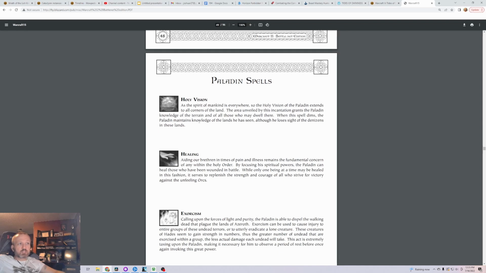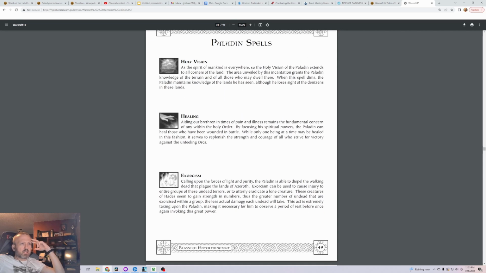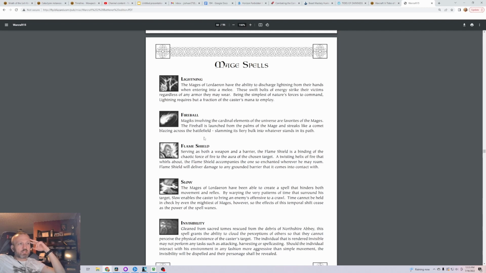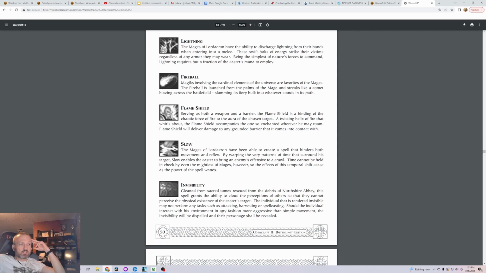So the spells that paladins can have are the Holy Vision to clear that fog of war. Healing, OP. Exorcism, so that's a magic that destroys undead. Interesting. I don't remember ever having to use that very much. Mages cast lightning, I think that's their main spell. Fireball is a bigger one that does AoE. Flame shield, I think that you put it on your people and then anybody that comes near them takes damage. Slow is, I think, pretty OP because you can make them go slow, that allows them to be hit by your catapults and stuff. And the ever terrifying invisibility.